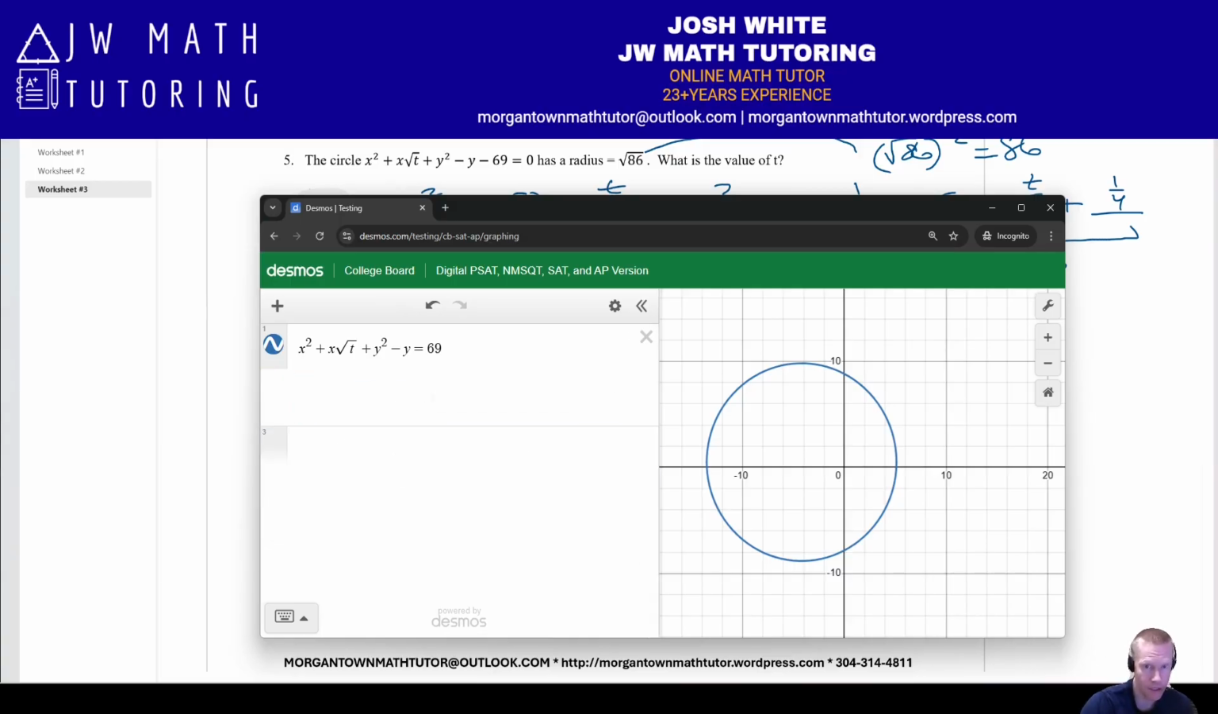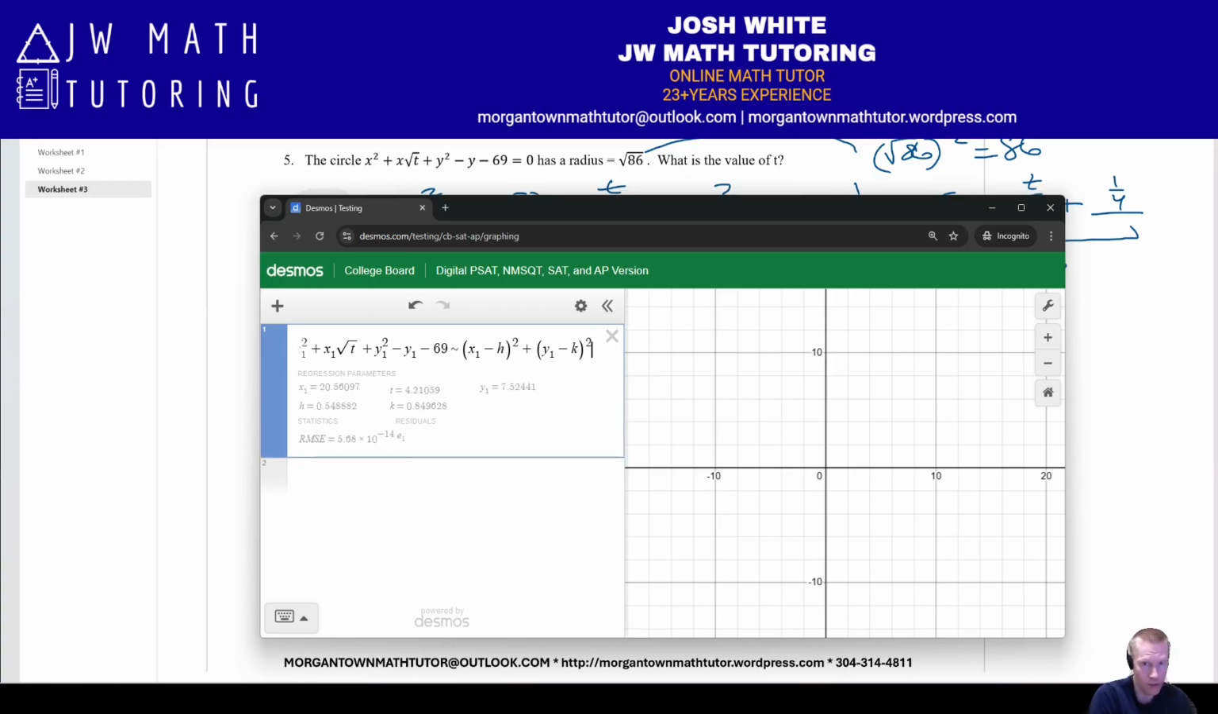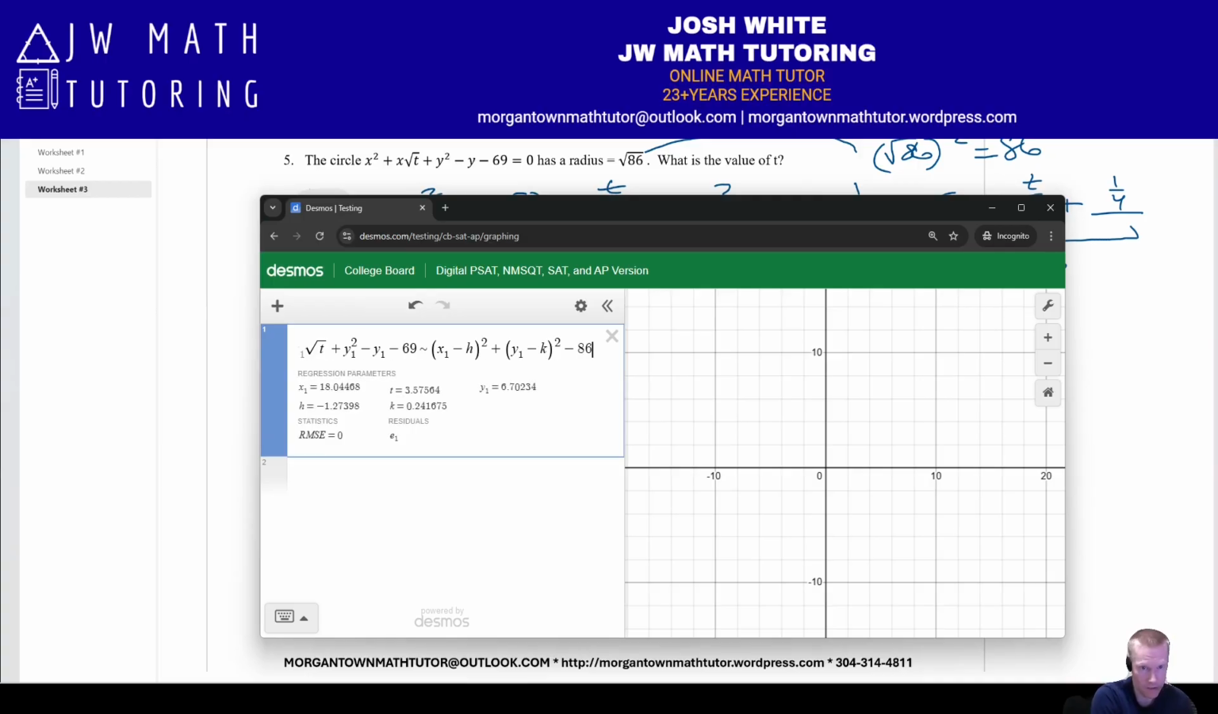Now, lastly, I will show you how you could do this using regression. So what I would do is I'll type in the original expression, and I'm going to have to change all the x's and y's to x1 and y1. Then I'm going to do standard form regression equation of a circle minus, now it's minus r squared, and r squared, of course, is 86.